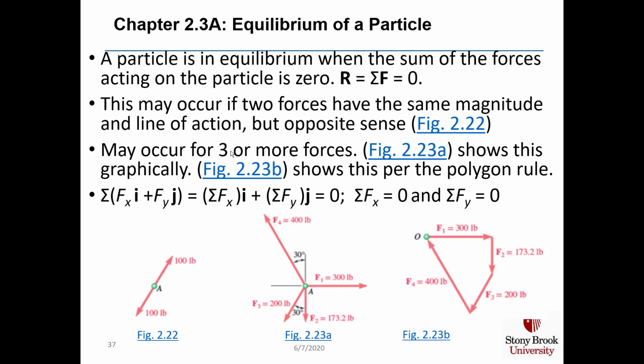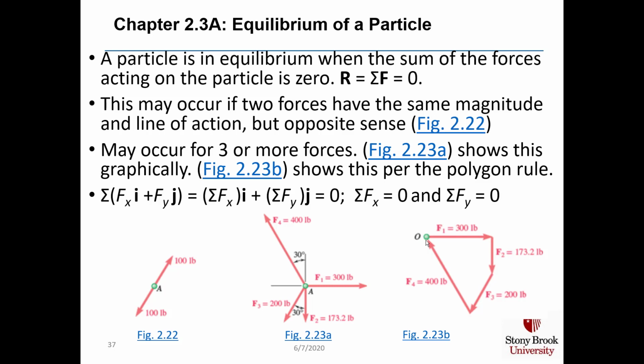Figure 2.23b shows this per the polygon rule, because when we lay out our four forces, F1, F2, F3, F4, and show them in tip-to-tail fashion, these vectors take us all the way back to the origin, meaning that resultant vector R, by definition, is 0.